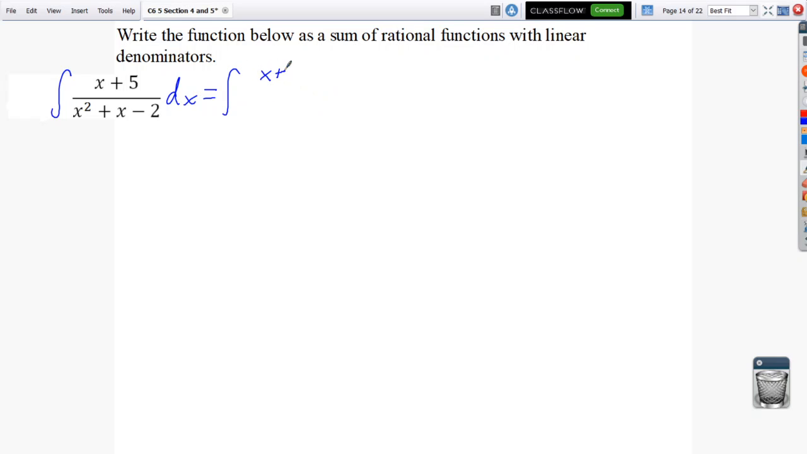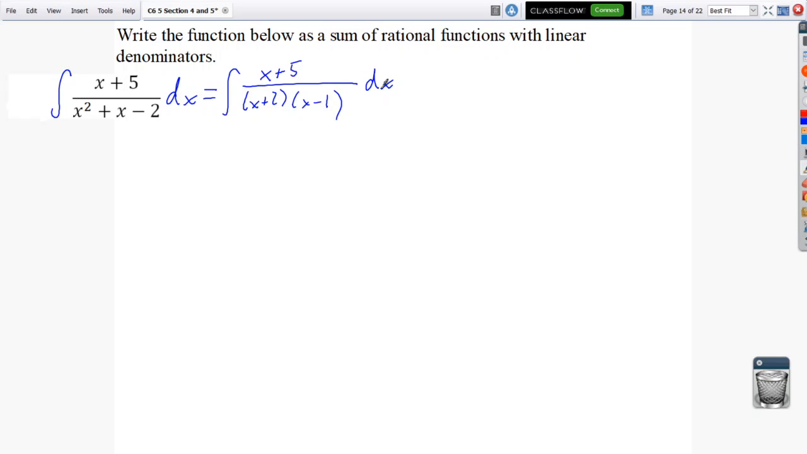So the numerator is not changing. x plus 5 over, I want to factor x squared plus x minus 2. Factoring x squared plus x minus 2, I want two numbers that sum to 1 and have a product of negative 2. Okay, I got it. x plus 2 times x minus 1. I believe that works, and the differential should stay out here as well, right? So now we know that all three of those items in the checklist are met.